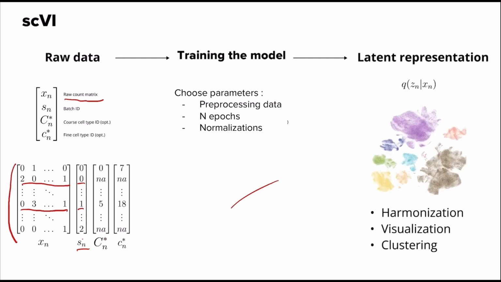And then when the training is over, you can say that you have an optimized latent representation of the data, which can be very low dimensional, such as 10 dimensions over the genes. And on this latent representation, you are supposed to have gotten rid of batch effects, and you can perform some downstream analysis tasks such as harmonization, visualization, and clustering. This pipeline is easily adapted in code, and you can find it in the attached tutorial.